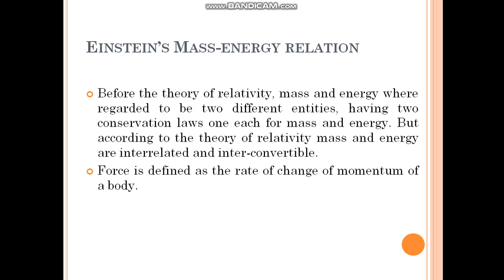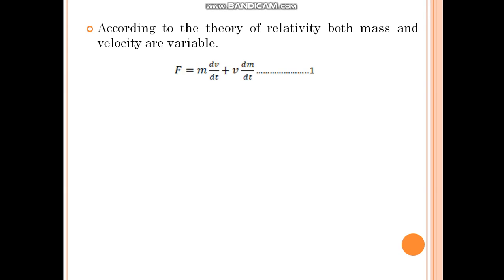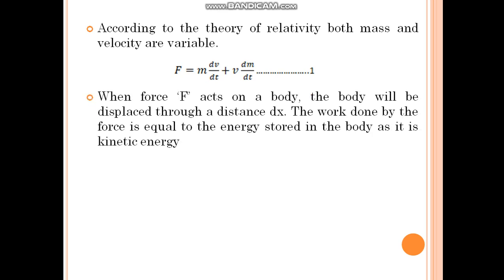The force is defined as the rate of change of momentum of a body. Momentum is given by the product of mass and velocity, and force is equal to d(mv)/dt. According to the theory of relativity, both mass and velocity are variables. Differentiate the above equation with respect to velocity and mass. Here F is equal to m dv/dt plus v dm/dt. This is equation 1.